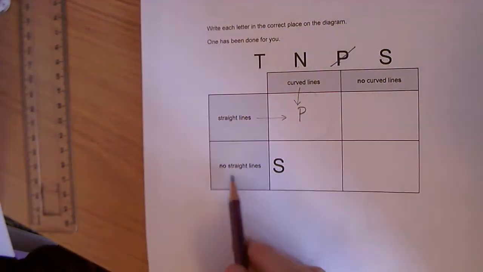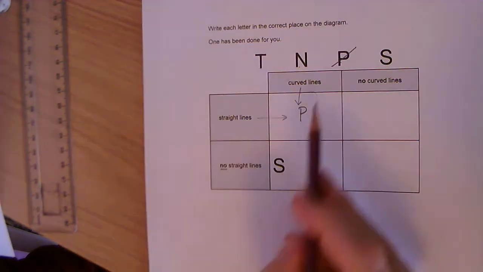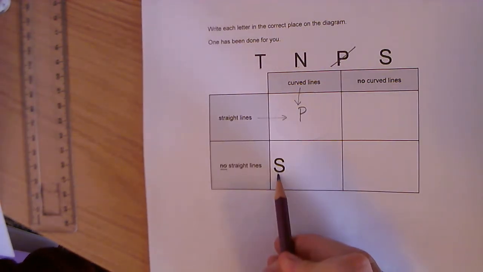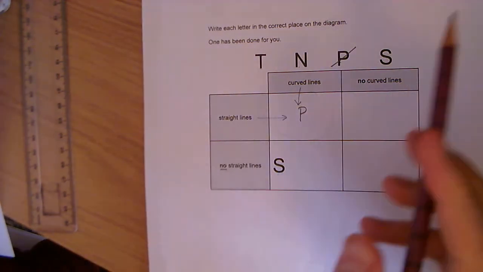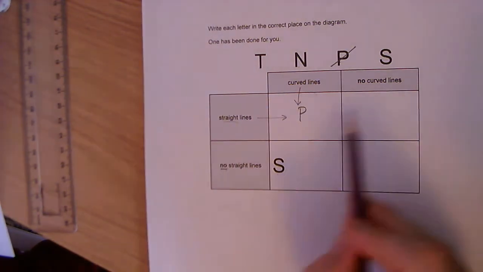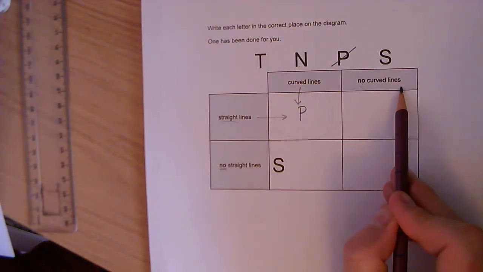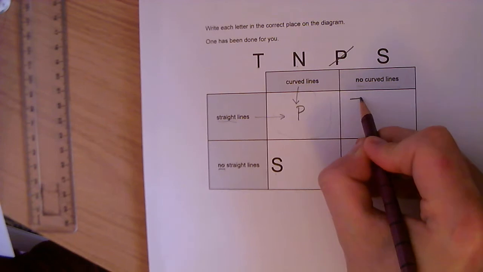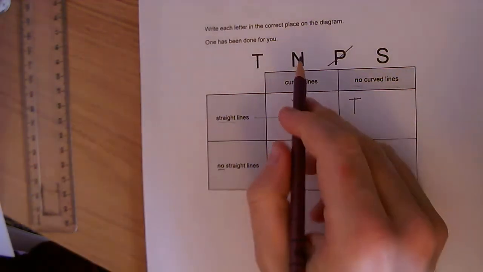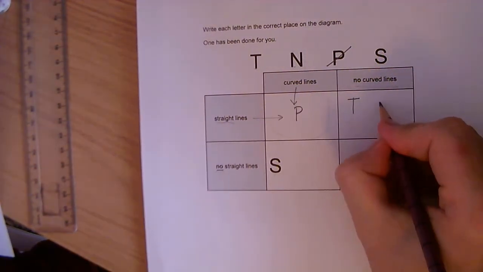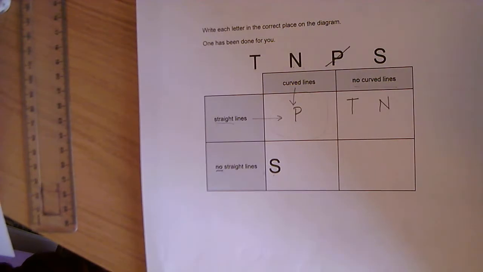So this S here has no straight lines and it has a curved line, that's why they put the S there. Now we need to find straight lines and no curved lines. So a T has straight lines and no curved lines, so it goes in that box. And an N has straight lines and no curved lines.